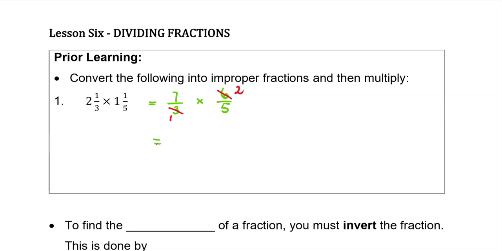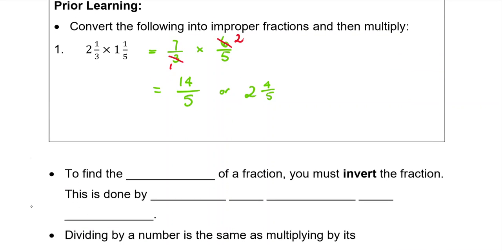On the top, 7 times 2 is 14. And on the bottom, 1 times 5 is 5. It's an improper fraction. If you want to turn it into a mixed numeral, you can. What is that? Yeah, so correct, that would be 2 and 4/5. But you don't have to do that. I'm very happy with my improper fraction over here. Okay? All right. Today as I said, we are doing dividing.